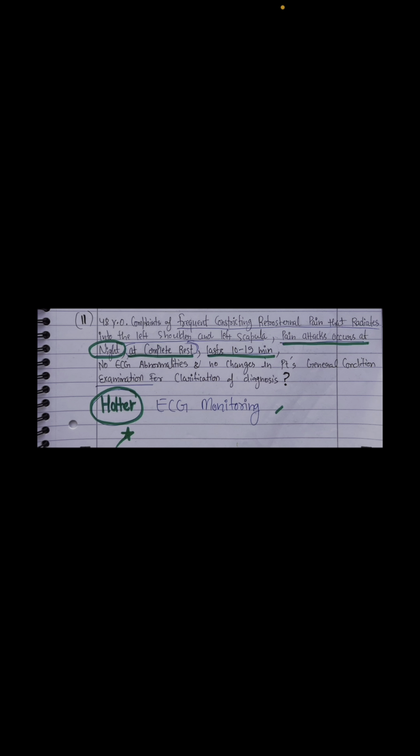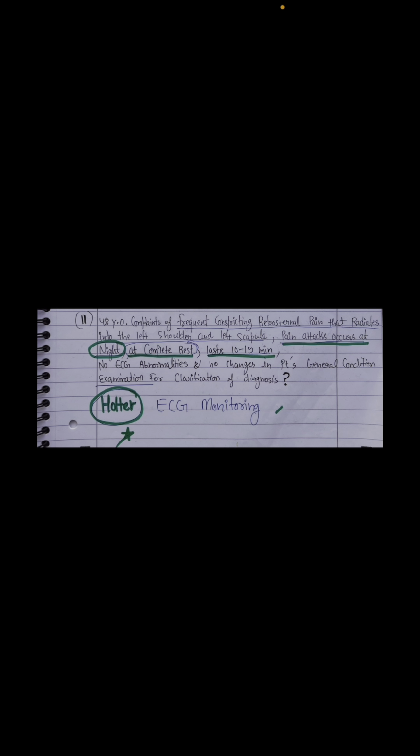Next is about Holter ECG monitoring. Let's see the case first. A 48-year-old complains about frequent constricting retrosternal pain that radiates into the left shoulder and the left scapula. The pain attack occurs at night at complete rest and lasts for 10 to 15 minutes. So it is a similar case to Prinzmetal angina pectoris. This is the same case, yeah. This time the examiner is not asking about the diagnosis. The diagnosis is simply Prinzmetal angina pectoris.